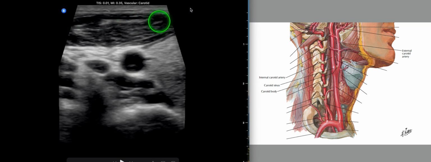This is my right. This is more medial, lateral. This is my right carotid artery. So we're right about here. And this is the donor patient's right carotid artery.